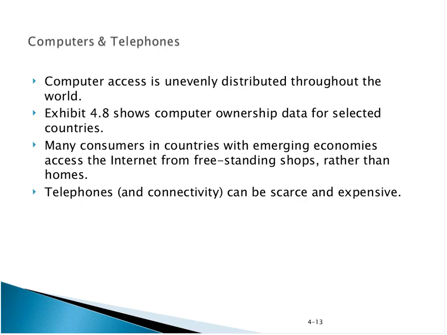Let's talk about computers and telephones and how significant they are in the whole process of internet and internet marketing. Computer access is unevenly distributed throughout the world. This is a fact. You see, there are still countries like Myanmar or Burma, which is the old name, where using the internet is a crime. And so definitely the internet cannot even be an option.